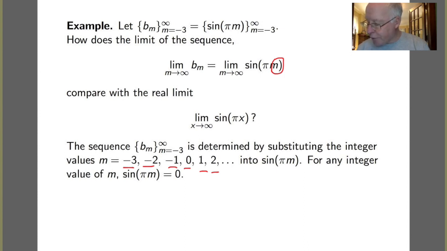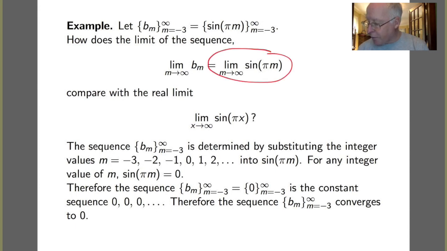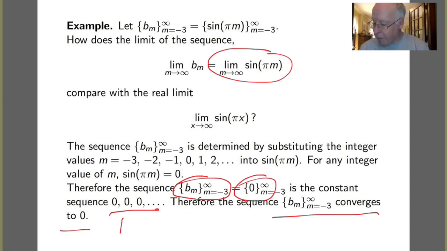And for any such integer m, the sine turns out to be 0. So that means this sequence b sub m is really just the 0 sequence. So the sequence b sub m, with this sine pi m, is just a clever way of writing the 0 sequence. And this is a constant sequence, and so therefore the sequence converges to 0. The limit as m goes to infinity of b sub m, which is 0, turns out to be 0. So this was a very easy sequence limit to evaluate.